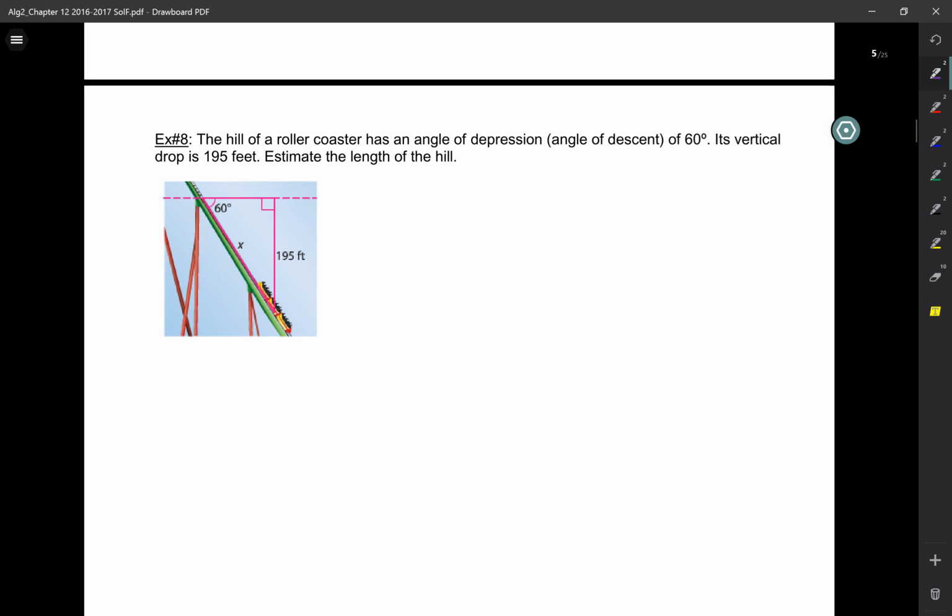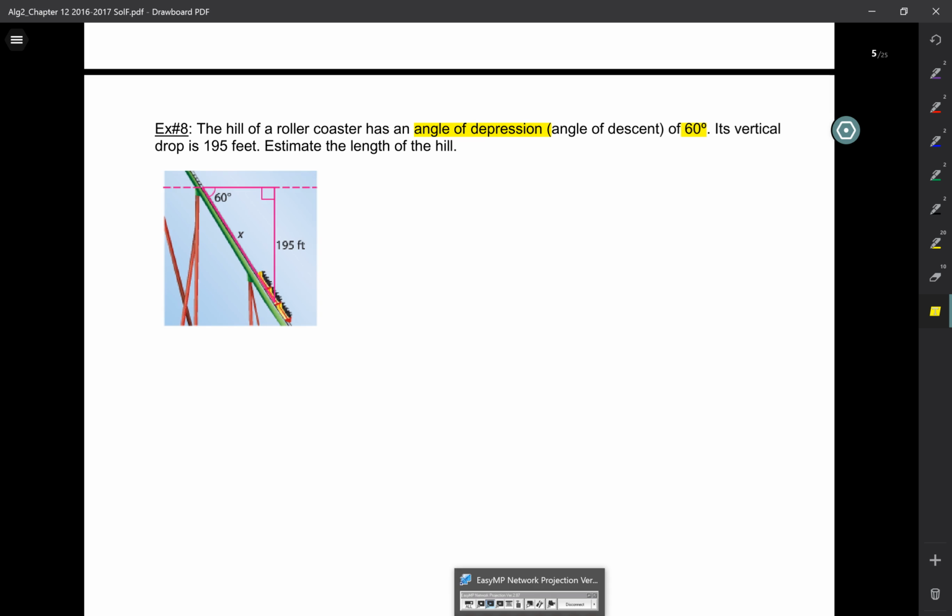All right, so let's take a look at this next problem. It says the hill of a roller coaster has an angle of depression of 60 degrees. Now, sometimes you will be given the diagram or picture, sometimes you will not, and you will have to draw it yourself. So how would we draw angle of depression? Well, again, you always have to go eye level. You have to make that horizontal line for eye level. And now if it's angle of depression, we're going down, and that angle there is 60 degrees.